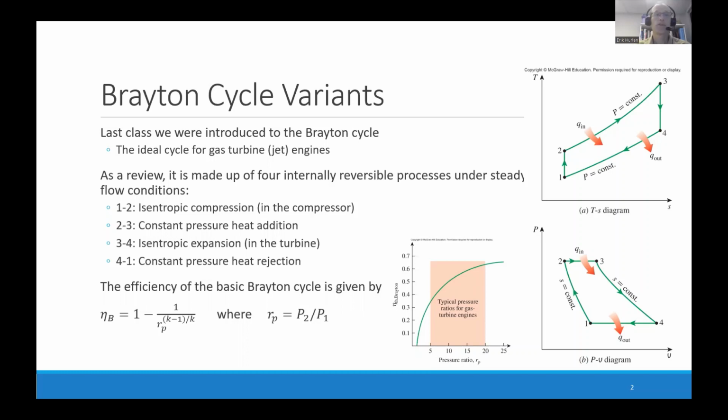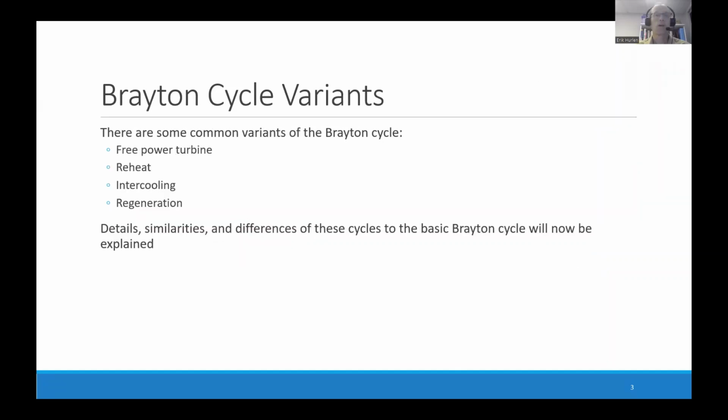We also derived the efficiency of the basic Brayton cycle, which is given by η_B = 1 minus 1 over Rp to the (k minus 1) over k power, where Rp is P2 over P1, the pressure ratio across the compressor. In this video, we're going to look at a couple variants to this basic Brayton cycle. Some of these include a free power turbine, reheating, intercooling, and regeneration.